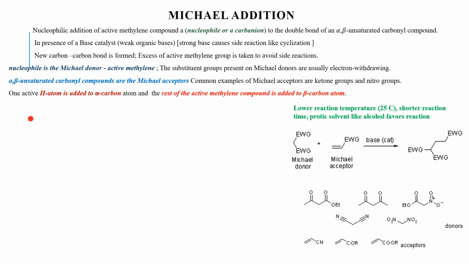Okay, so what's Michael addition? First of all, it's an addition reaction. So addition reactions take place for which type of compounds? Alkenes, wherever there is a double bond, addition reactions take place. So I'll just explain the reaction first and then we will go for the theory.